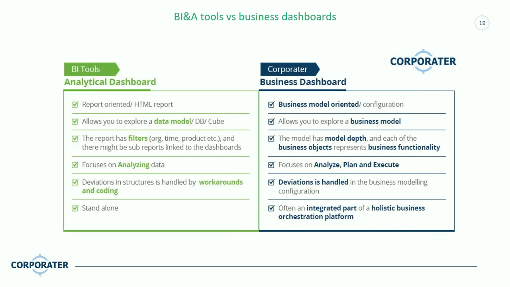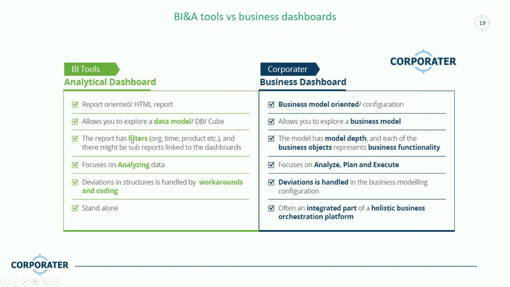Just to summarize a bit, what are BI tools versus Cooperator? Today's BI tools provide analytical dashboards. Very often they are report oriented, so you navigate in a report. Cooperator is a business model oriented configuration tool where you actually navigate in business models. A dashboard allows you to explore a data model. Cooperator allows you to explore a business model.